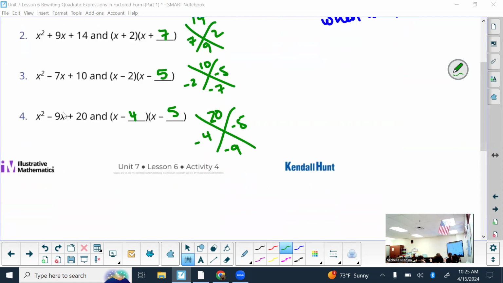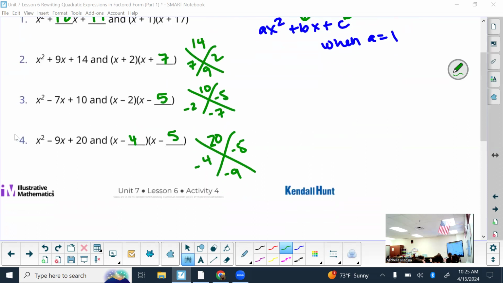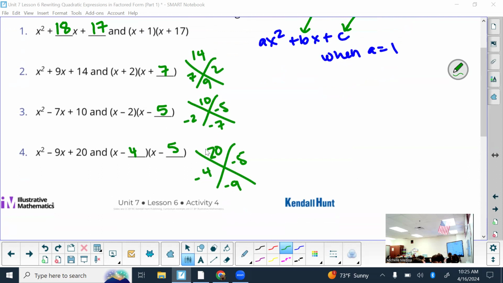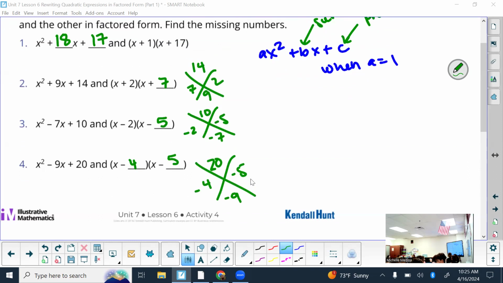Last one, I'm looking for two numbers that multiply to 20 but add to negative 9. That's negative 4 and negative 5. Lots of ways to multiply to get 20. So first I tried like 2 and 10, but there's no possible way I could play around with the negatives to get negative 9. So I explored other ways to get 20, and it had to be 4 times 5, both negatives that make it work. Questions, comments, concerns?